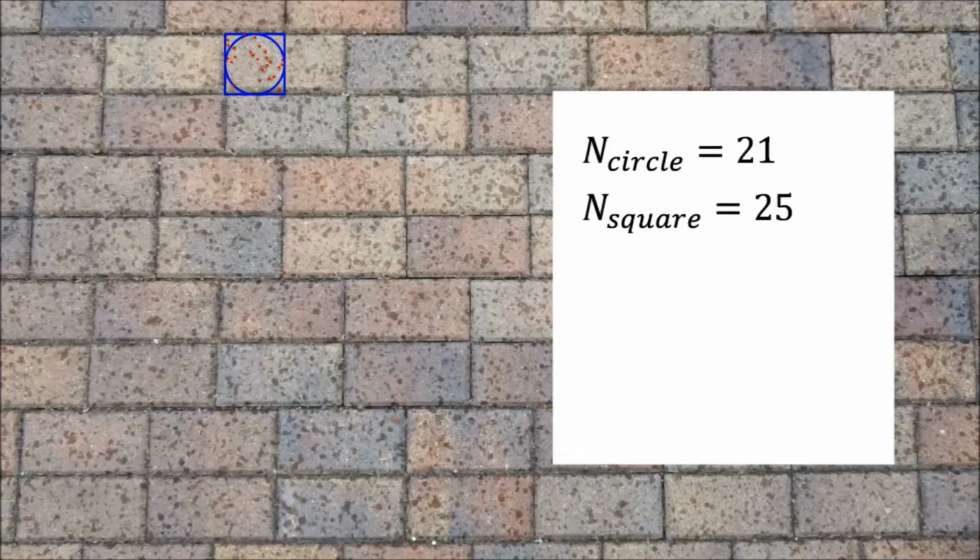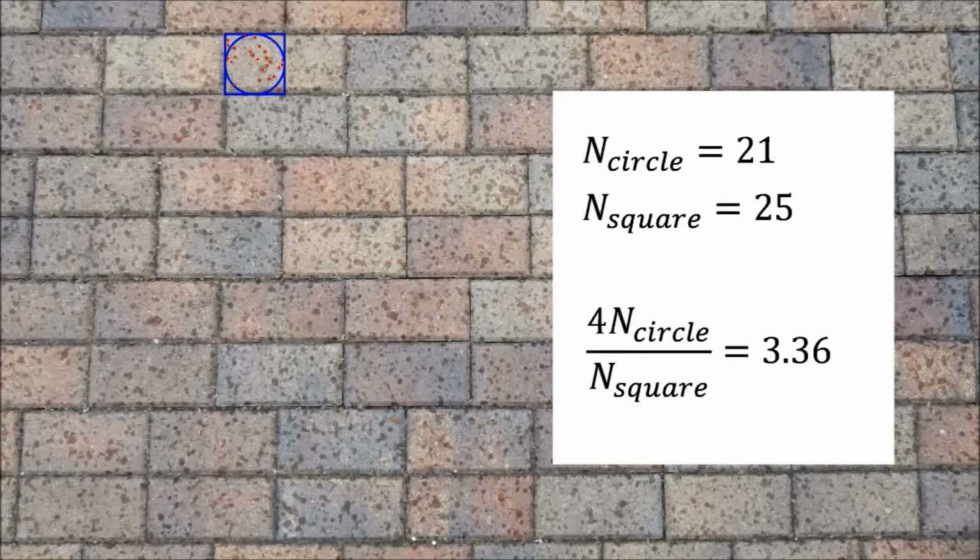Now, of course, the number of rain droplets within the circle is always smaller than the number of droplets hitting the total area of the square. And if we actually count them, we get that the number of droplets within the circle equals 21 and the total number within the square was 25. And if we put those two numbers now in our equation, we can calculate pi as 3.36. Well, yes, this is not exactly pi. I have to admit this.